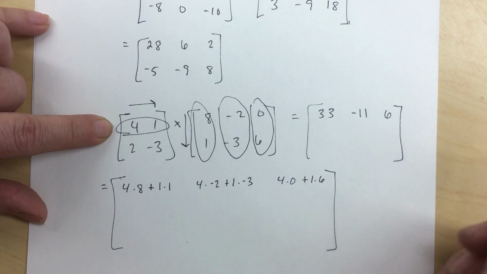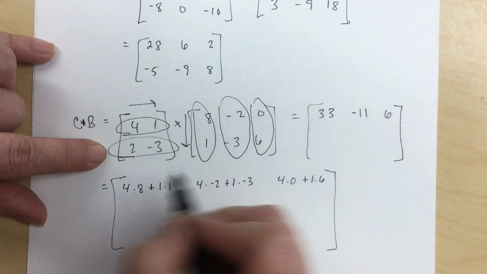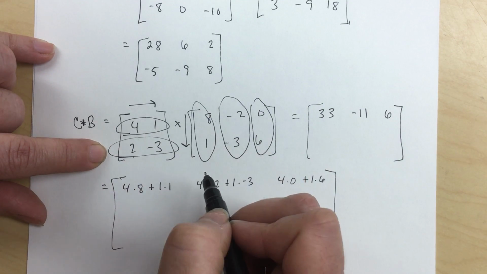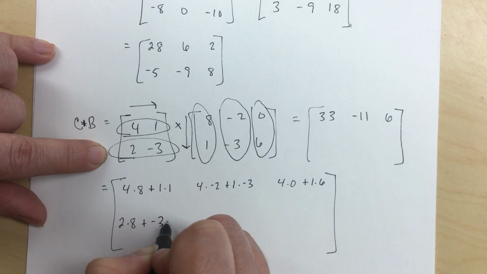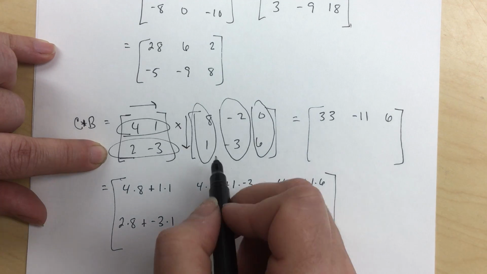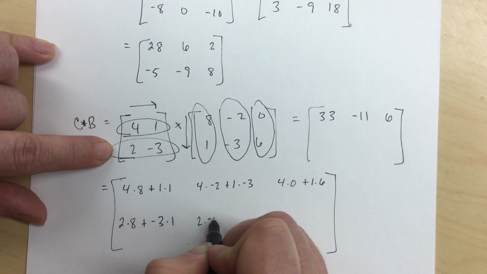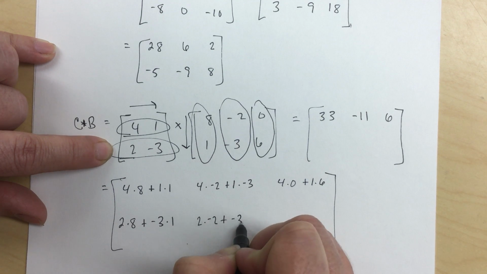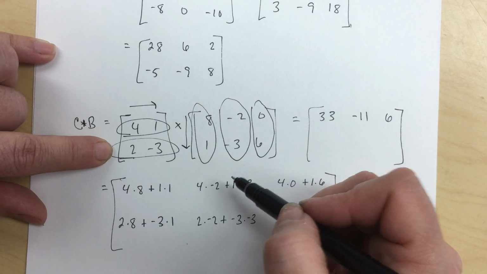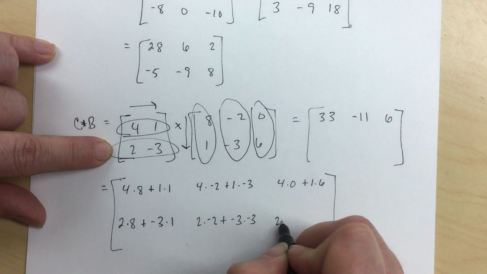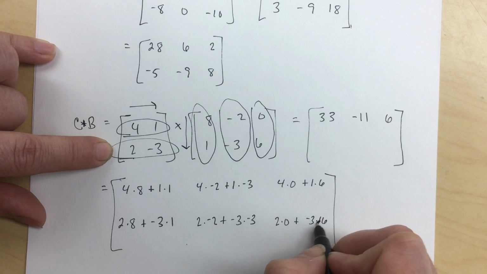Okay, now I'm done with that. I'm going to go down and use the bottom row, and I'm going to go through the same process. I'm still going to go from left to right and top to bottom. So this is going to be 2 times 8 plus negative 3 times 1. Then I use this one, 2 times negative 2 plus negative 3 times negative 3. That takes care of that column. Now I go to my third column, 2 times 0 plus negative 3 times 6.